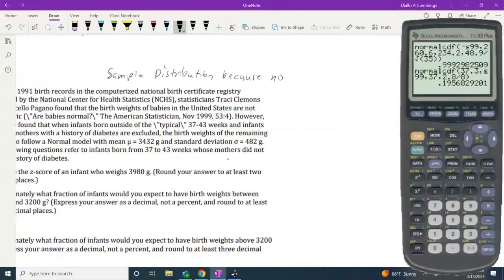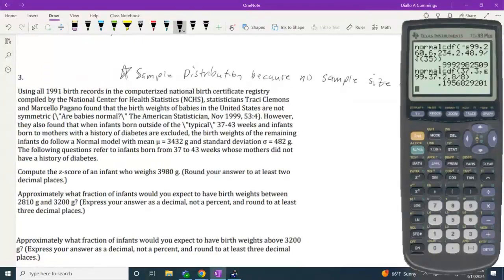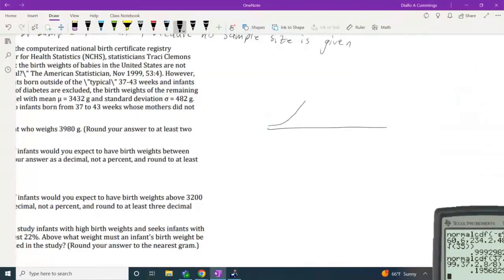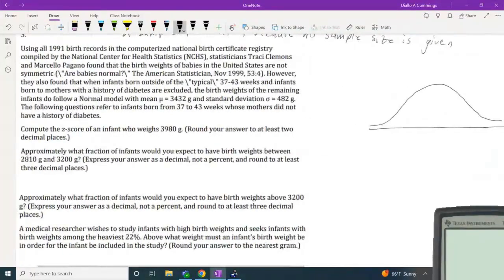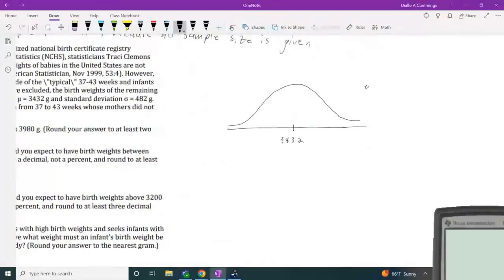This is a sample distribution because no sample size is given. So even though this question is in the sampling distribution section, it's not an actual sampling distribution. I'm going to sketch out this region. It says that infants born between 37 and 43 weeks do follow a normal distribution. The mean weight of the babies is 3,432 grams. The standard deviation is 482. No sample size n is given.